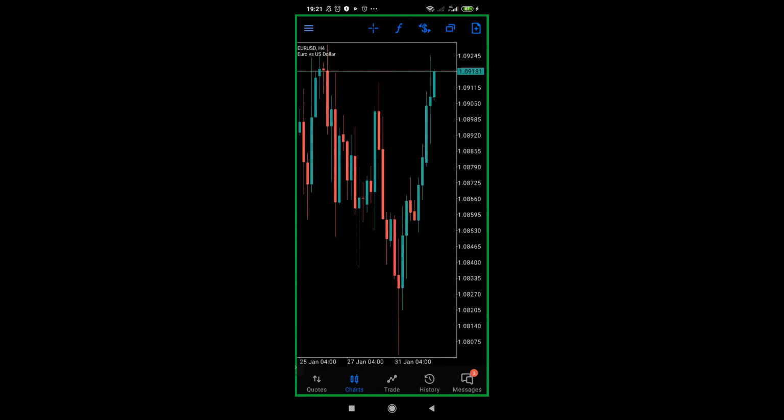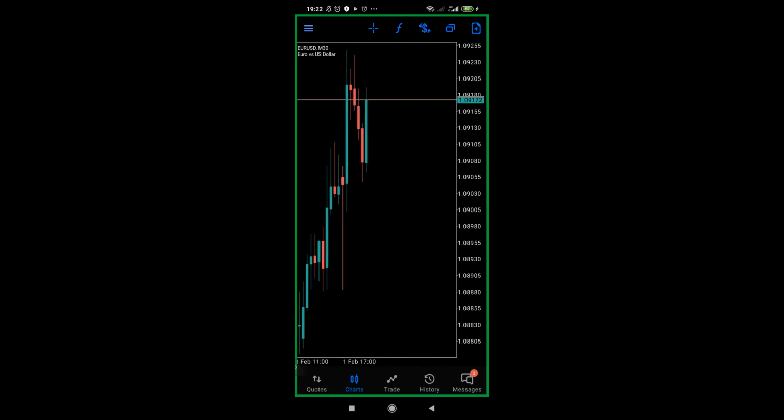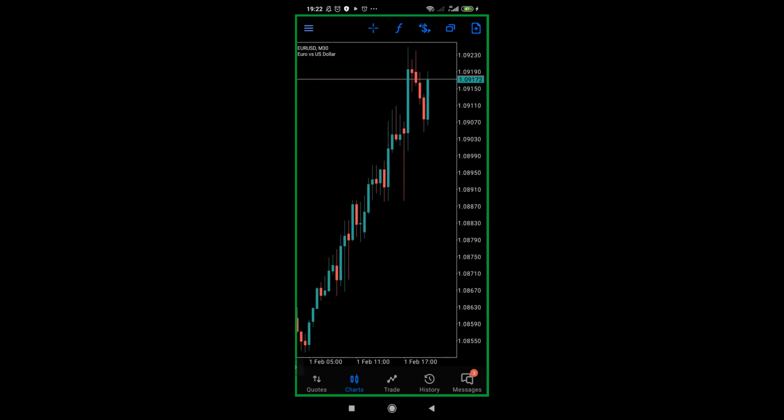I can also change the time frames as well. How do I change the time frames? On the charts, just tap on it. When you tap on it, you see this circle thing, and you see M1, M5, M15, M30, H1, H4, daily, weekly, and monthly. Let's select M30. If I do that, it will take me to the 30-minute time frame.